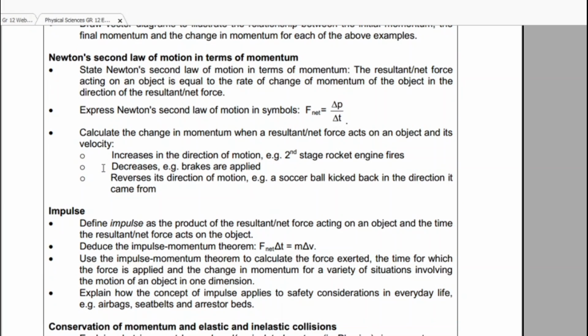Okay, so we can calculate the change in momentum when a net force acts on an object. If you are given a net force and time, you can calculate the change in momentum, right? Calculate the change in momentum when the net force acts on an object. If you are given a net force and time, you can calculate the change in momentum, right?